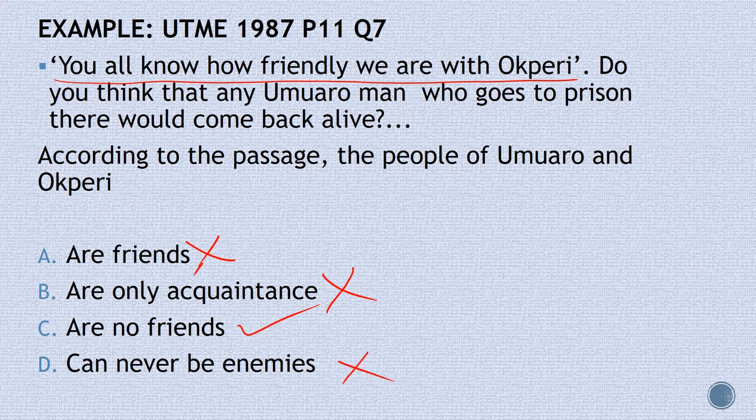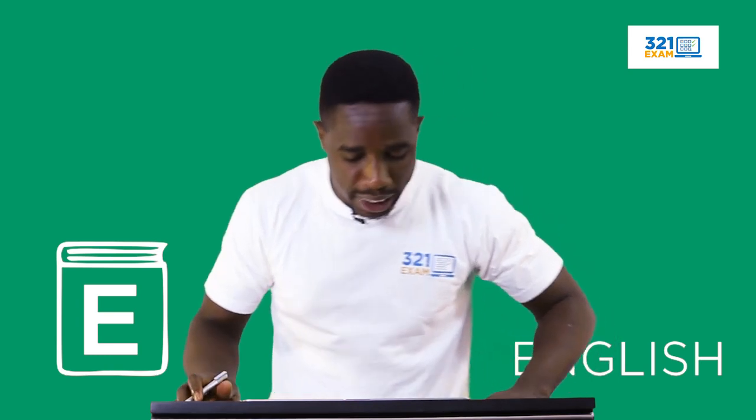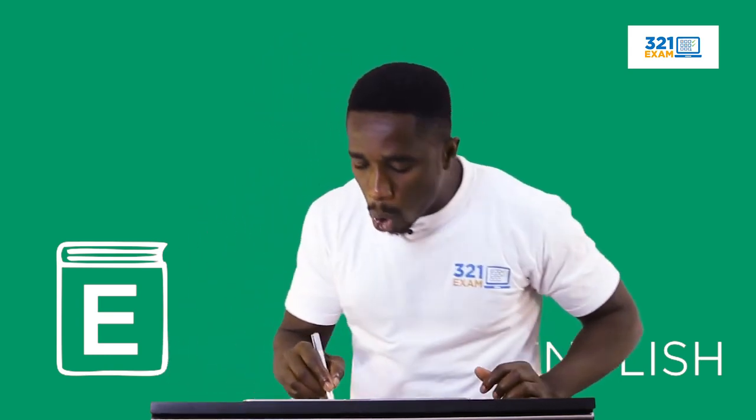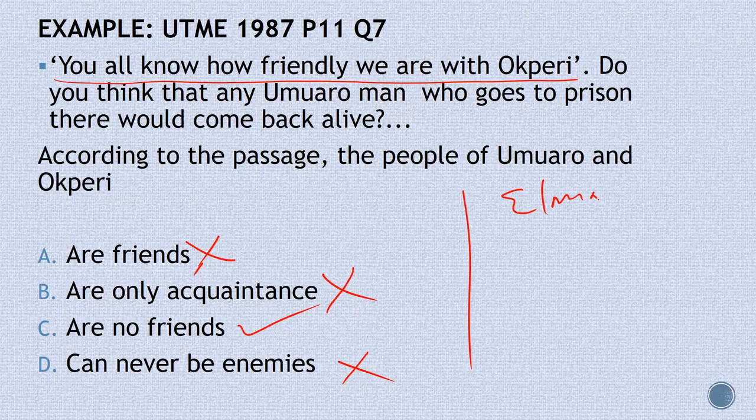Look at number D, can never be enemies. It is also not true. Now, let me quickly teach you something that you will never learn anywhere apart from 3-2-1 exams. Now, look at it. I'm going to teach you what they call the elimination method. Now, what do we refer to as the elimination method?